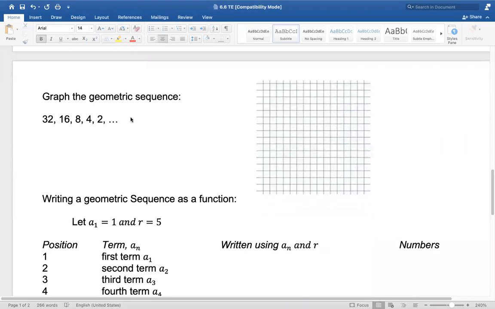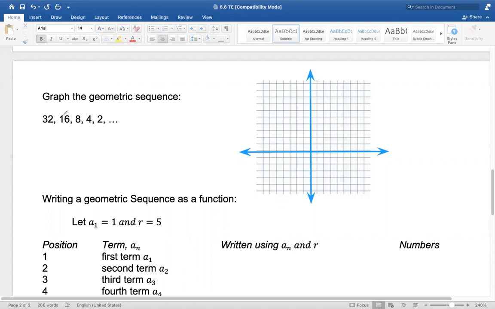Moving on here, graphing the geometric sequence. We've looked at these already when we graphed exponential functions, because remember, when you did an exponential function, you're multiplying by the same thing each time. So if I just draw some axes in here, each one of these represents a term. Your first term here is 32.